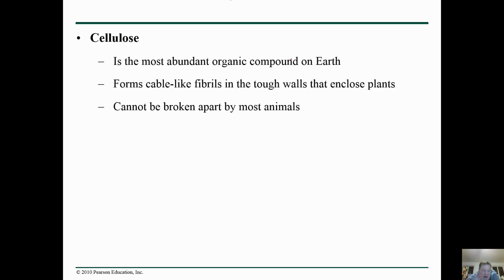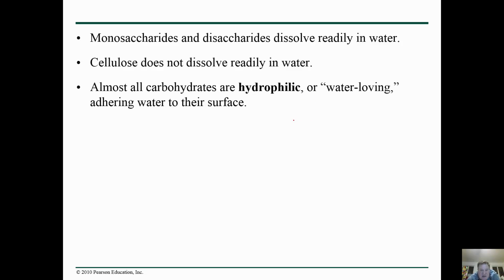Cellulose is the most abundant compound on Earth, because not only is there a lot of it made, but it's really tough to break down. Animals cannot break this down. The animals that can, like cows, have symbiotic relationships that allow them to do it.